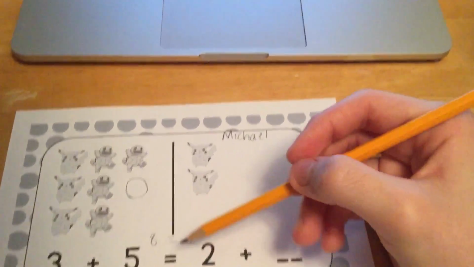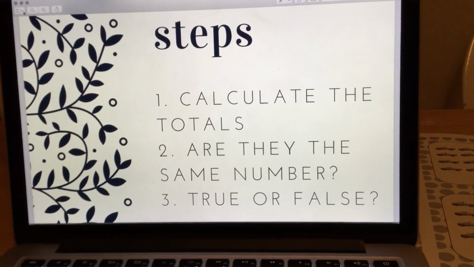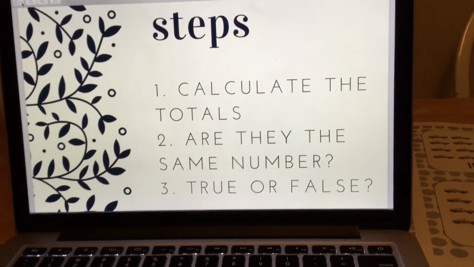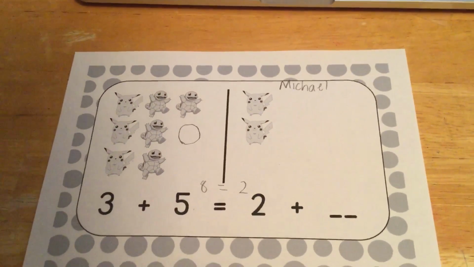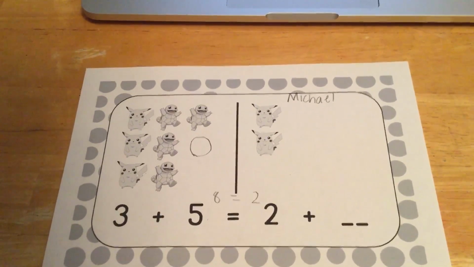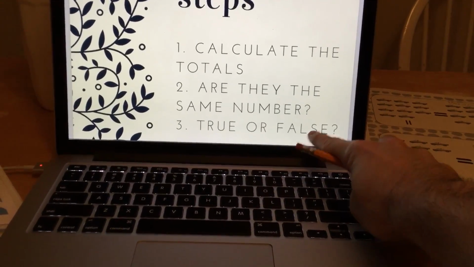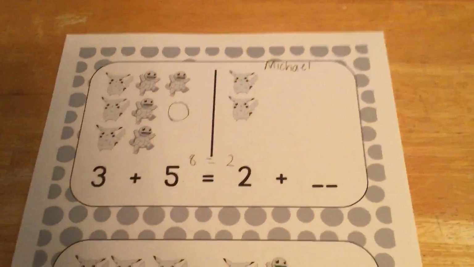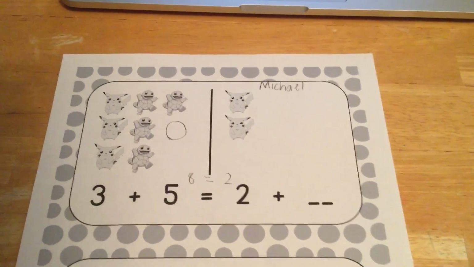Let's see if 8 is the same amount as 2. Is 8 the same amount as 2? As it says on this, are they the same number? That's the second question we asked ourselves. Are they the same number? 8 and 2? No, they're not. 8 is not the same number as 2. So we would say that it is false. Now before, when we said it was false, we just stopped there. That was good enough. But today we're learning about how to make it true.